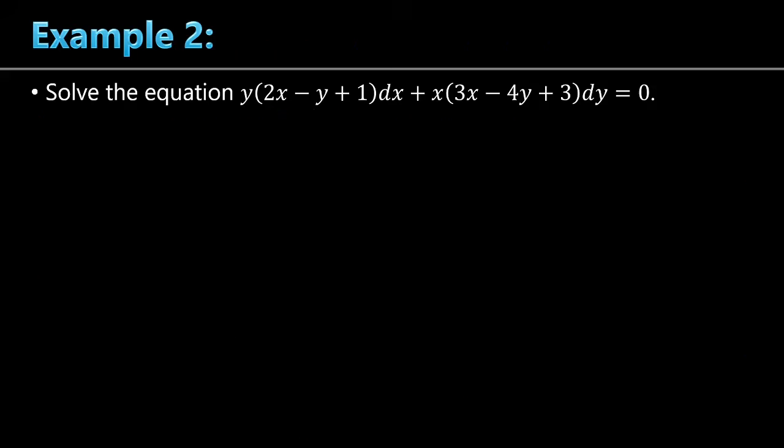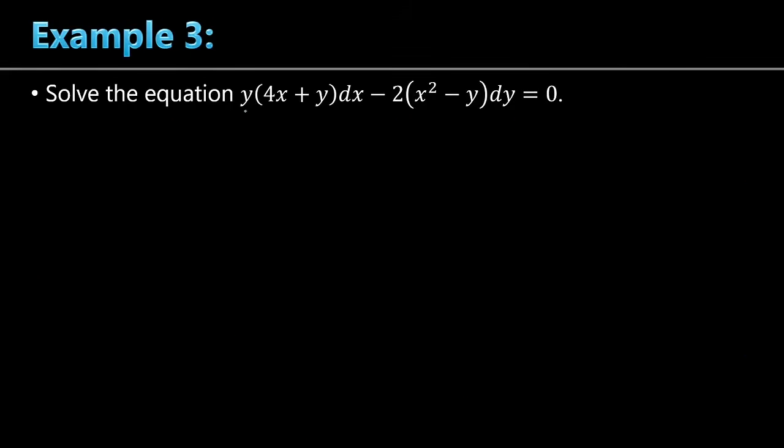Example number 3. Solve the equation y times 4x plus y dx minus 2 times x squared minus y dy equals 0. So, again, the first step is to get the partial of m with respect to y, my. May kasunod nga yan eh. MP. Charot, MIP. Partial of m with respect to y. So, we will have 4x here and then maging y squared yun.